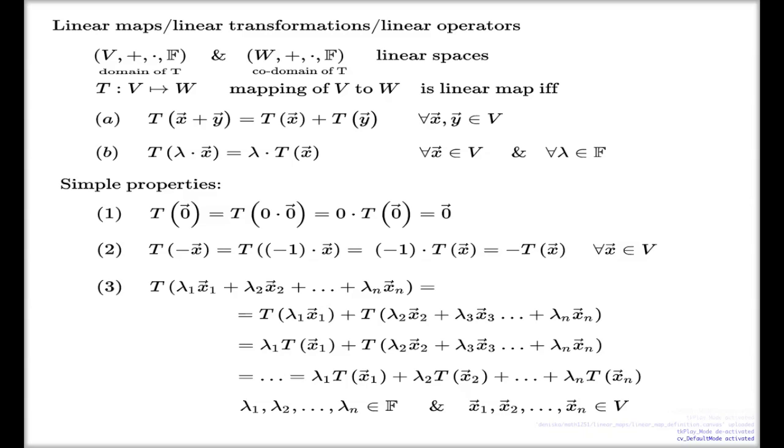Well, I'll say it for the last time again. When you build this linear combination here, you use plus and you use scaling from the domain. This linear combination on the right-hand side uses plus and scaling from the codomain. The only thing which is shared between the domain and the codomain is the field of scalars.